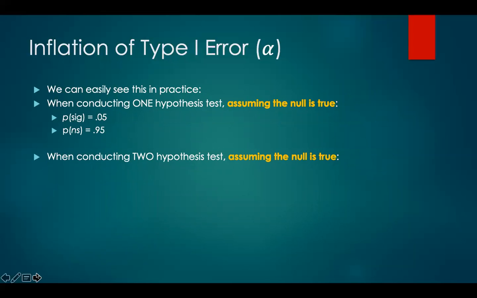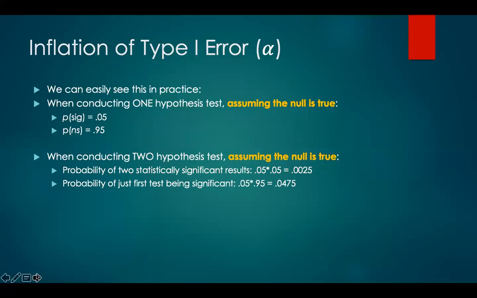When conducting one hypothesis test, assuming the null is true, the probability of significance is 0.05, and the probability of obtaining a not significant result is 0.95. But when conducting two, assuming the null is true, the probability of two statistically significant results is 0.05 times 0.05, or 0.0025. The probability of just the first test being significant is 0.05 times 0.95, or 0.0475. The probability of just the second test being significant is the same, 0.95 times 0.05, or 0.0475.